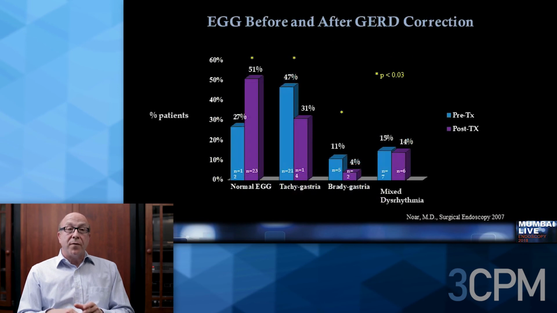If we look at the EGG findings, we also see similar improvements. So with regard to the normal EGG 3 cycle per minute activity, only 27% of these patients had normal activity prior to correction of their reflux, that then increased significantly to 51%. And this was accompanied by also significant improvements in the tachygastria, going from 47 to 31%, back into the normal range, and the bradygastria also dropping from 11% down to 4%, again, back into the normal range, all with correction of reflux, with the aid of the electrogastrogram documenting that the gastroparesis was due to the reflux.